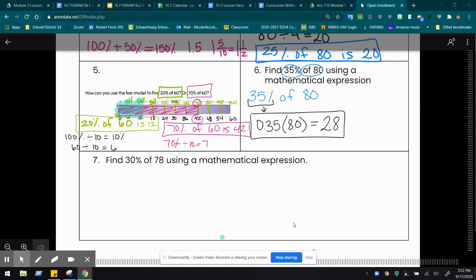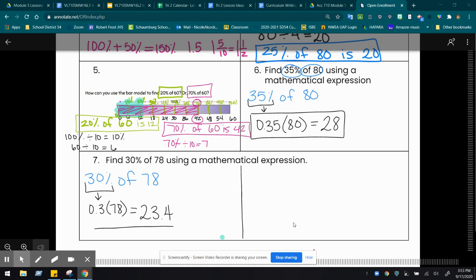Lastly, we're going to look at number 7. Find 30% of 78 using a mathematical expression. I'm going to show you 2 different ways. 30% of 78. Let's do the method we just learned. I can turn 30% into a decimal, and that'll be 0.3 or 0.30 times 78. Well, if I use my calculator again, I'm getting a decimal of 23.4. And that's it. We're done.